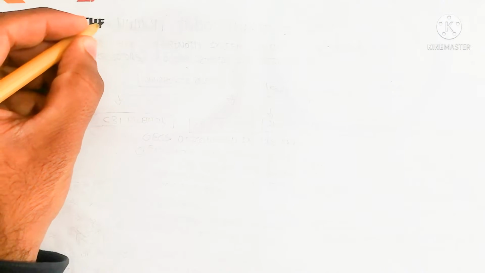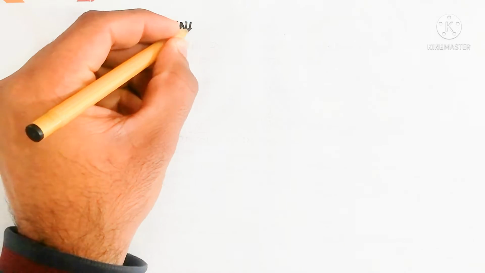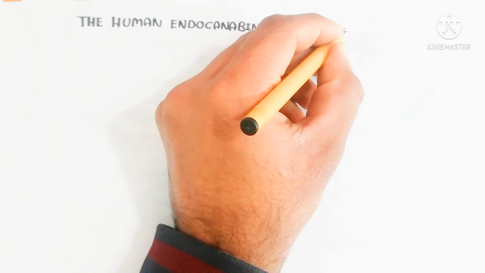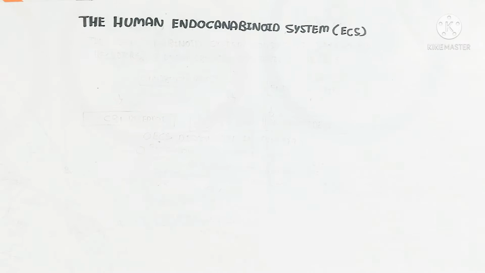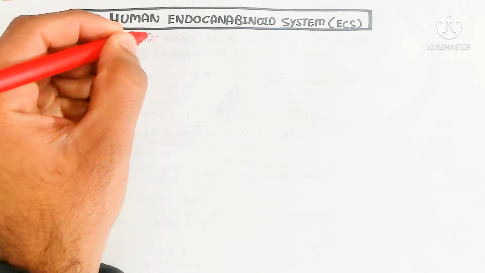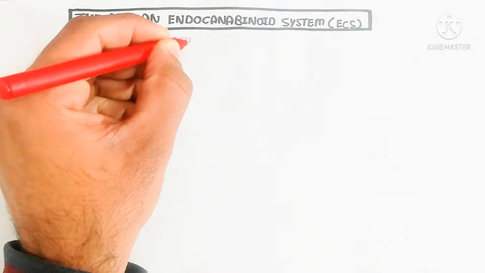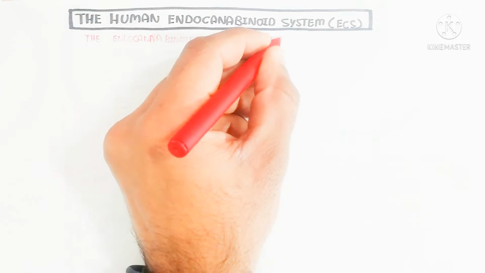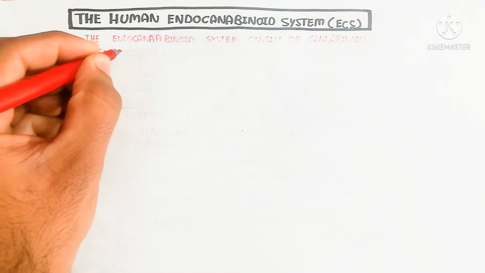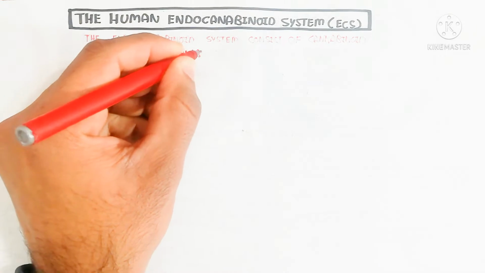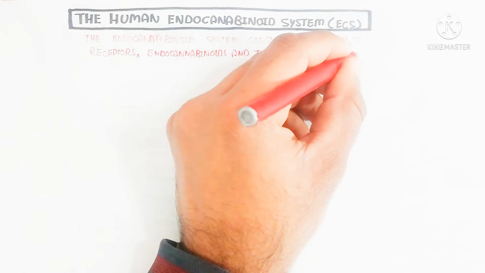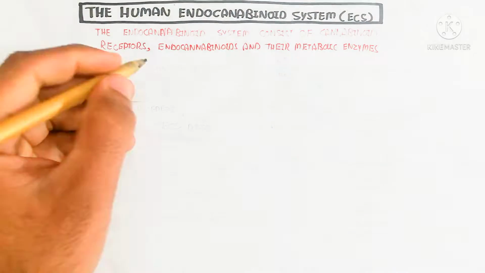Hello, in this video we will discuss the human endocannabinoid system, or ECS. We will discuss what it is, and basically give a general overview. The endocannabinoid system consists of cannabinoid receptors, endocannabinoids (chemicals), and their metabolic enzymes. So there are three components of the endocannabinoid system in humans. It regulates homeostasis, and it is very important for normal human activity.